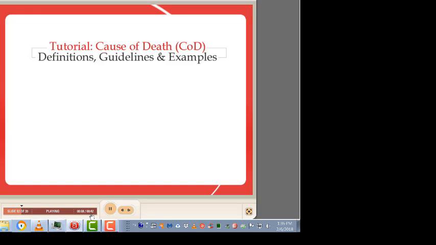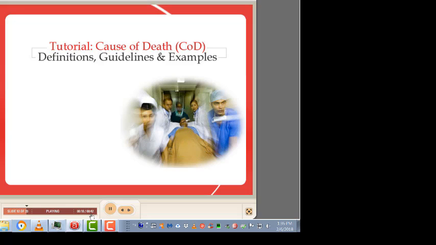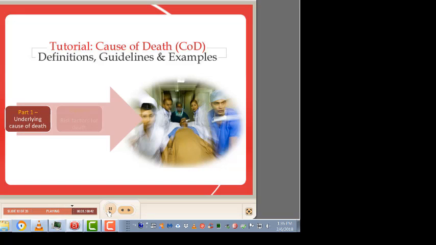Since the ability to determine cause of death is at the heart of this training, we will first take you through a COD tutorial before we introduce you to the 6 steps we think are vital to the coding process. This tutorial is separated into 3 parts. Part 1 defines underlying cause of death. Part 2 addresses risk factors for death. Part 3 offers examples and a quiz to help you determine the correct underlying cause of death.